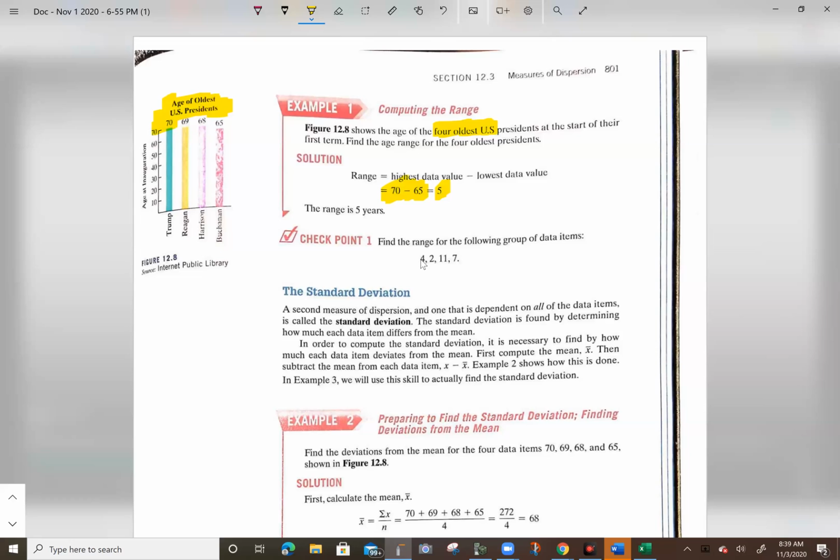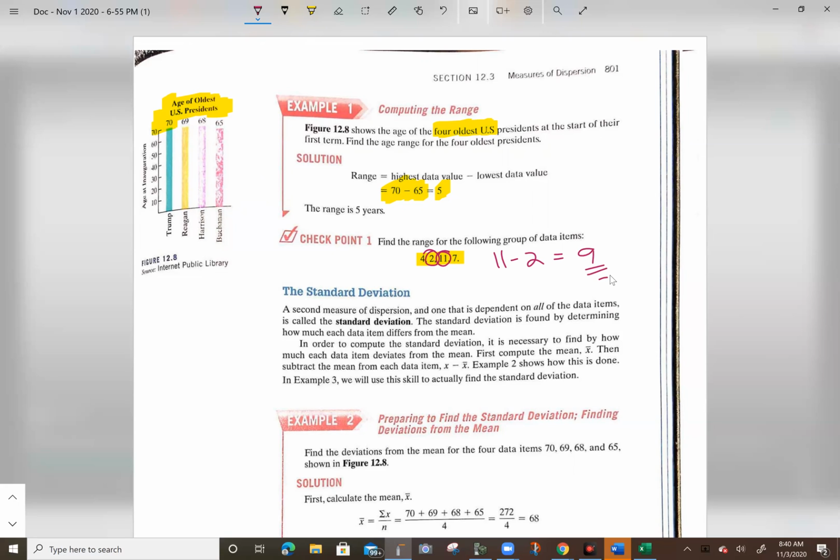So if we want to find the range of the following group of data, what we are going to do is take the largest number, which is 11, and subtract out the smallest number, 2. And our, whoops, my brain was doing the math. Subtract out 2, and our range is 9.